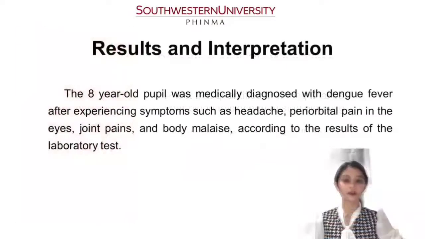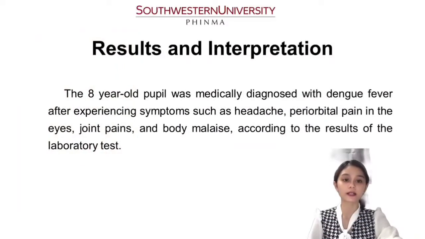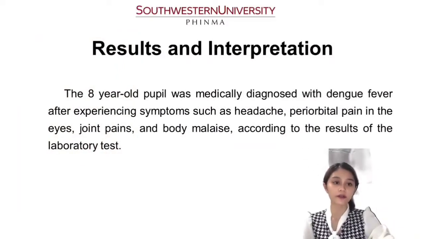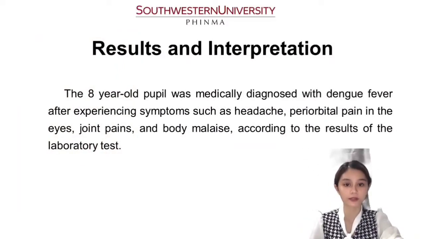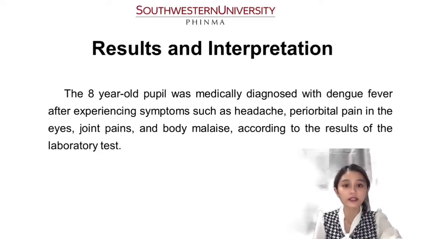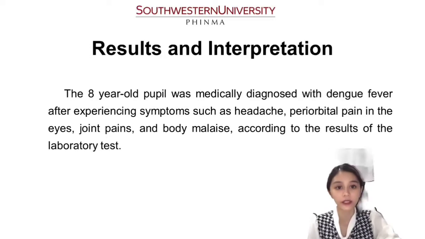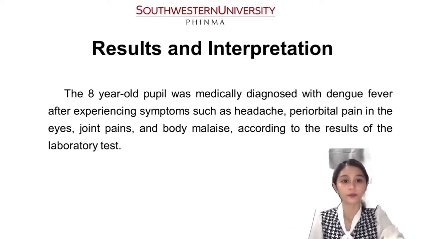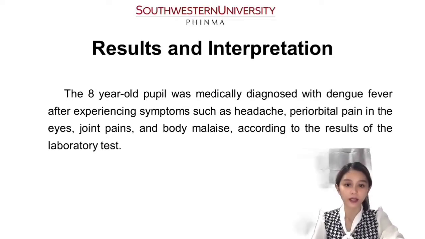The 8-year-old pupil was medically diagnosed with dengue fever after experiencing symptoms such as headache, periorbital pain in the eyes, joint pains, and body malaise. After conducting the required laboratory tests, which are the complete blood count, blood typing, bleeding and clotting time, dengue NS1 antigen and antibody, and urinalysis, we have arrived at the following findings.